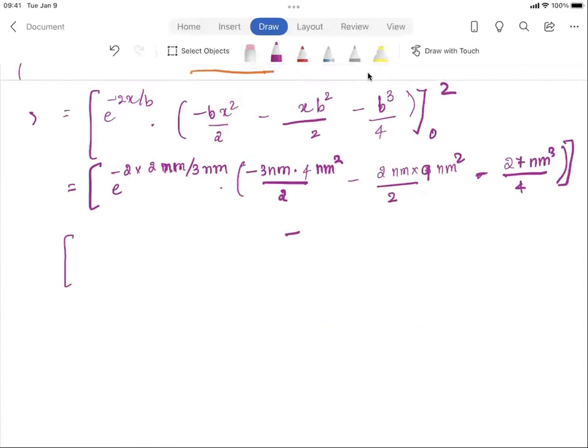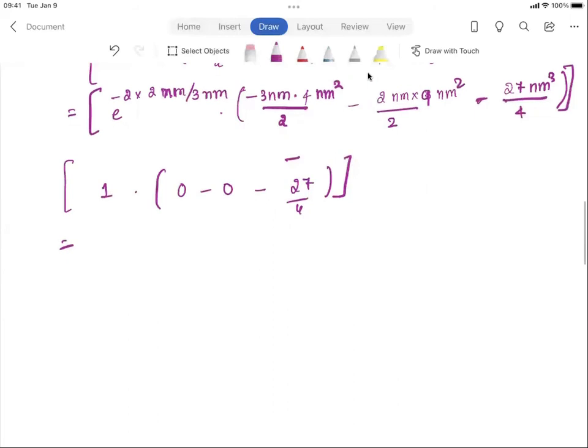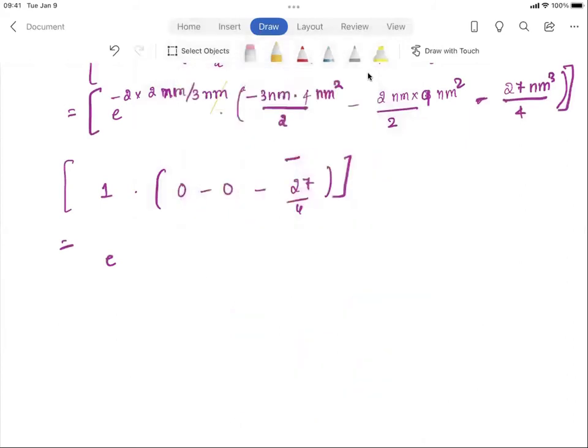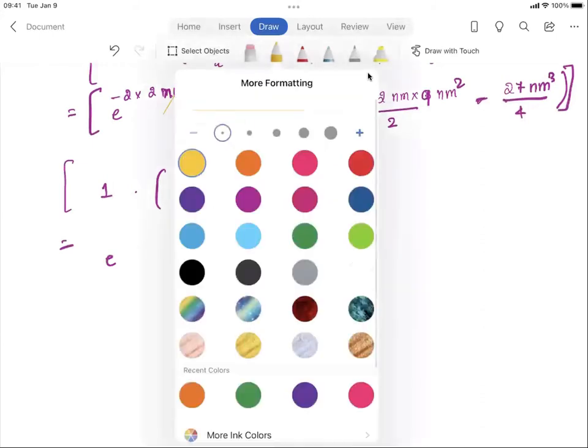Now we have x to be 0, right? So e to the power 0 is going to be 1 multiplied by this term with x equals 0, which is going to be 0, minus 27 by 4. So this is going to be, let me change the color to show how the cancellations work out. The nanometer and the nanometer get canceled. Well, that's the only cancellation we had there.